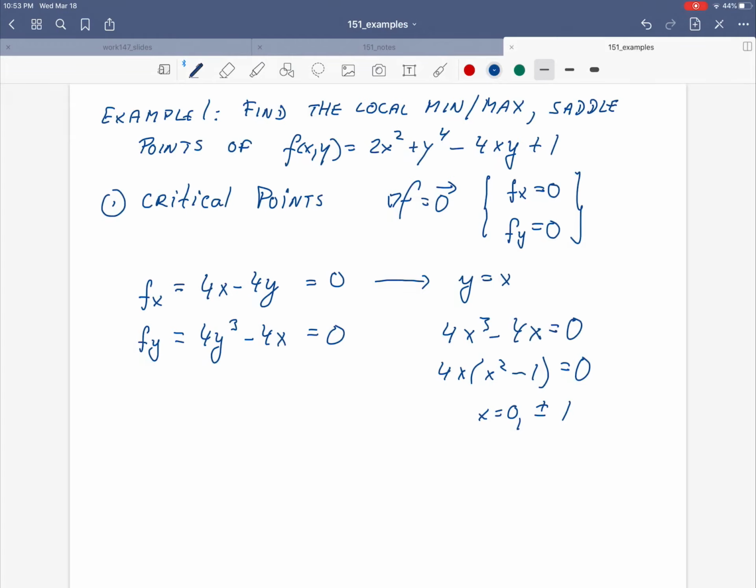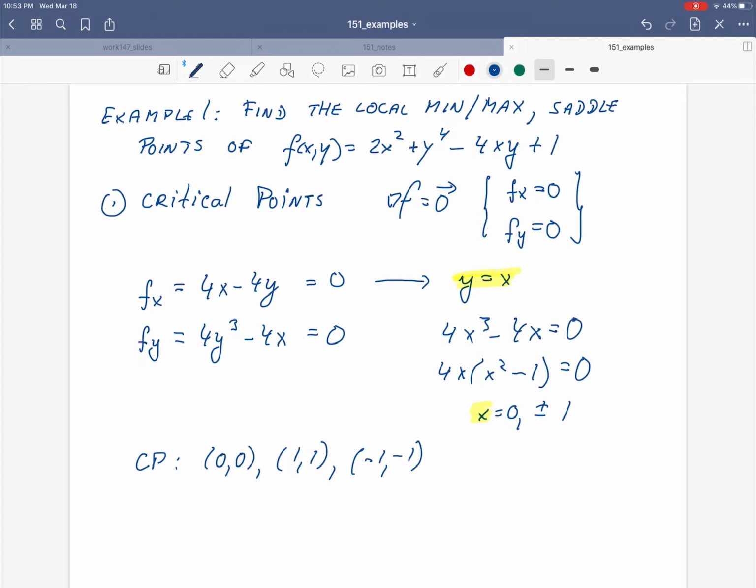That's not the answer. The critical points are pairs (x, y). So for every x, we need to compute the corresponding y based on the substitution. So if x is equal to 0, y is equal to 0. If x is 1, y is 1, and if x is minus 1, y is minus 1. So that tells us we have 3 critical points. That's the end of the first part. We have 3 critical points.